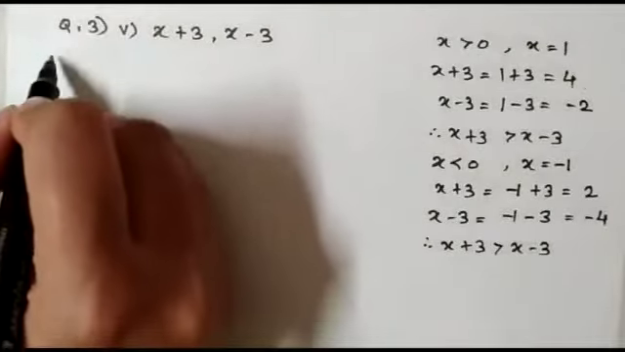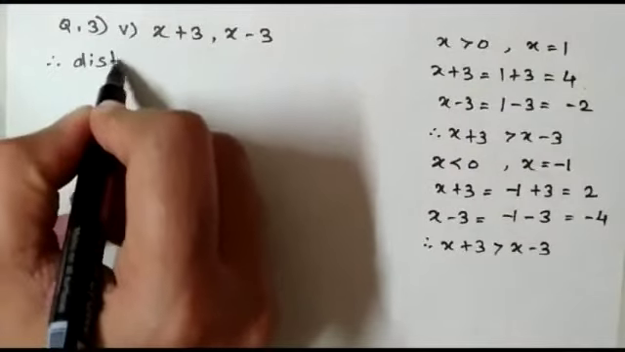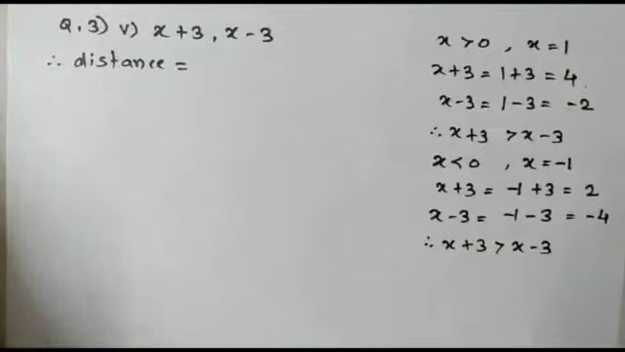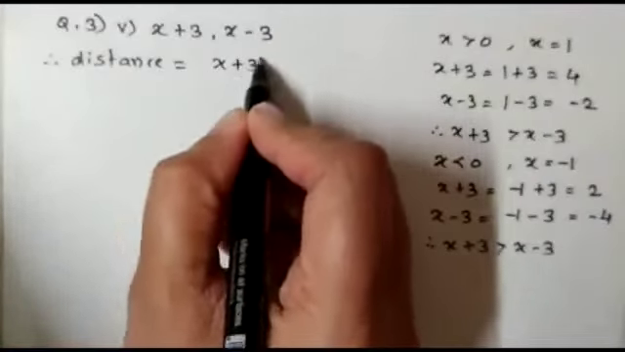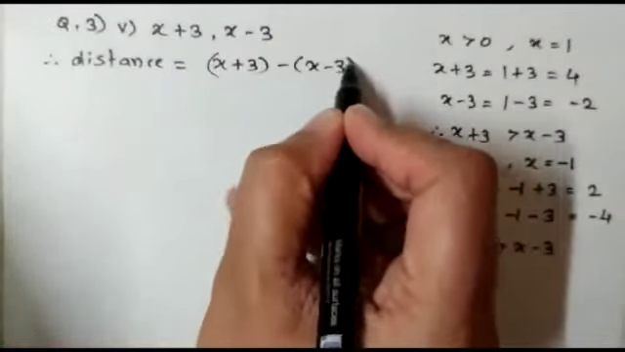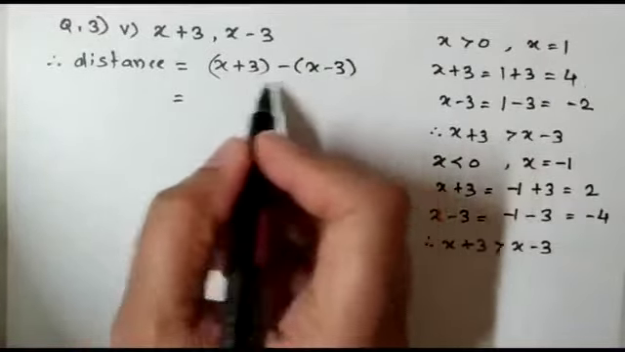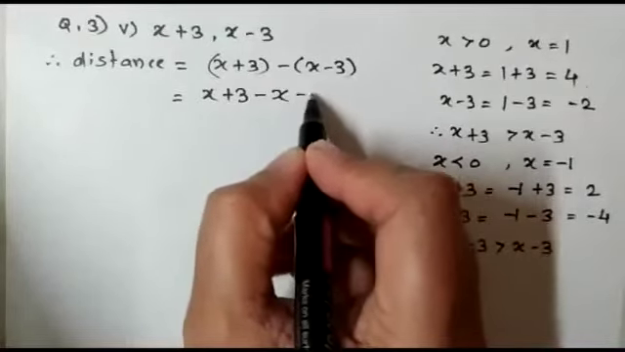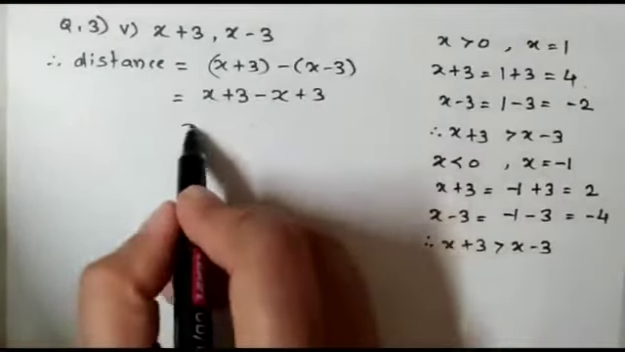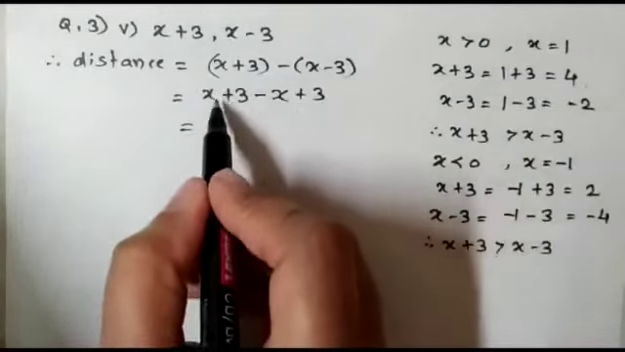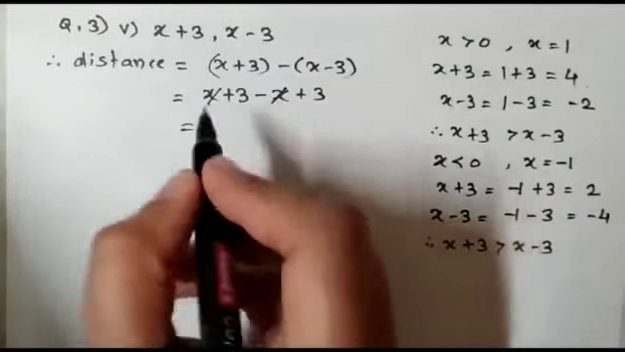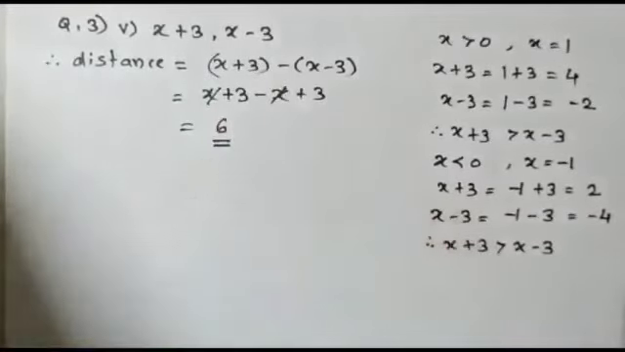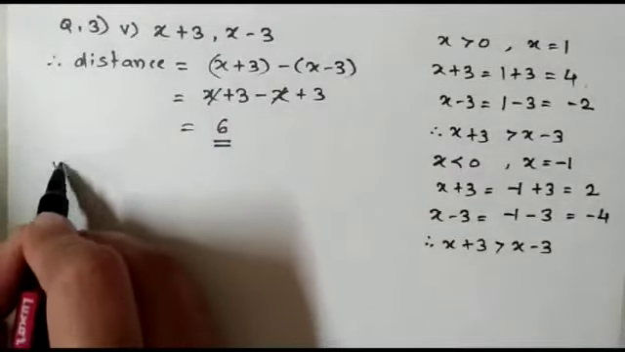So to find distance, we have to subtract smaller coordinate from larger coordinate. And we know that x plus 3 is greater than x minus 3. Now when we expand the brackets, it becomes x plus 3 minus x plus 3. Here x minus x will be 0 and 3 plus 3 is 6. So distance between these two coordinates is 6. Let's proceed to solve the next sub question.